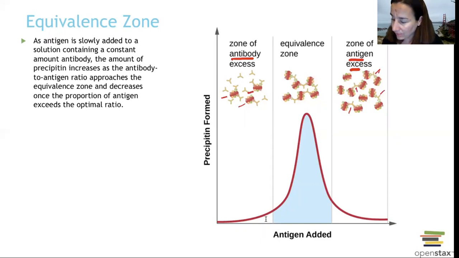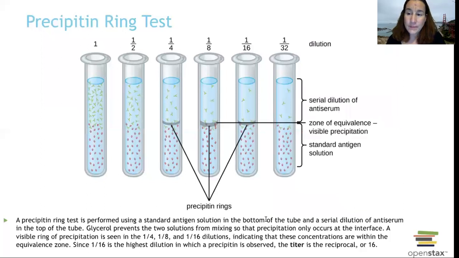In the equivalence zone, we have enough antibodies to attach onto the antigens. They're a perfect amount, and they will form this perfect lattice work. That is what we're looking for. The equivalence zone is where the antibody and antigen complexes are going to come together. We're going to have perfect precipitin showing up when this happens in the equivalence zone, where our ratio is roughly the same for antibodies and antigens. How do we know what that magic level is? That's what we're going to test for. We're going to try and find that zone of equivalency.